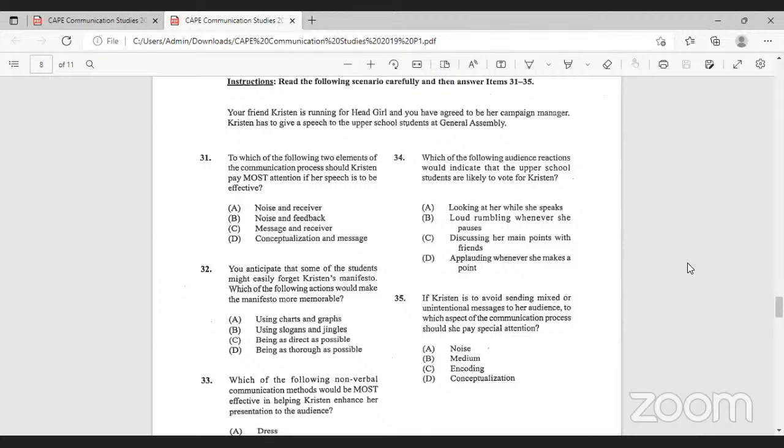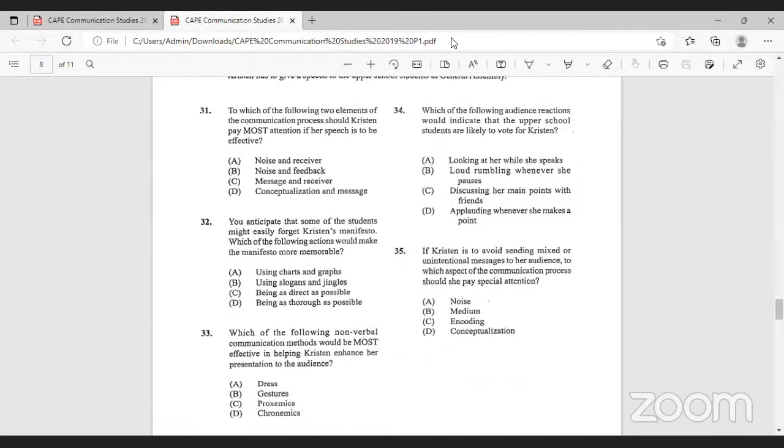32, so you anticipate that some of the students might easily forget Kristen's manifesto. Which of the following actions would make the manifesto more memorable? 32, charts and graphs, slogans and jingles, being as direct as possible, being as thorough as possible. 32 should be clear. It's B, slogans and jingles, and she's on a campaign trail.